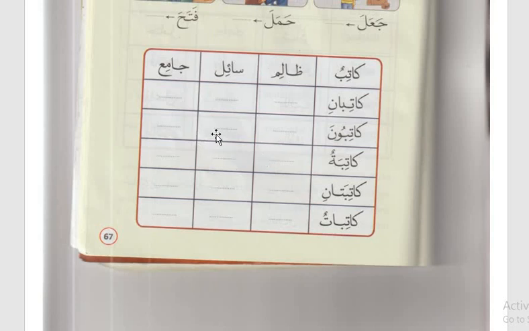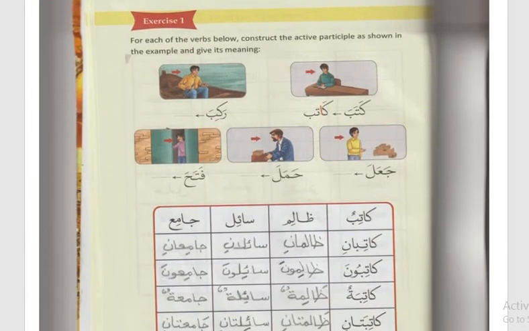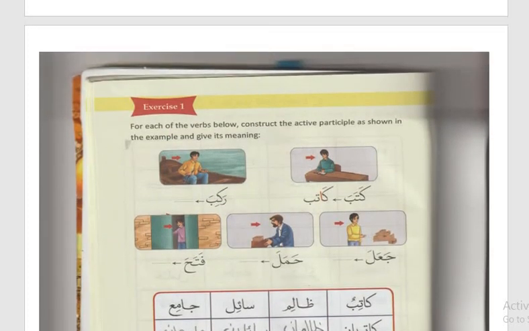Now, as I promised when we were doing the live session, I told you that I'm gonna post the answers also, so you will not be confused. You will find everything easy, inshallah. So here is the answer sheet. See, I wrote it for you. ظالمان ظالمون ظالمة ظالمتان ظالمات. سائلان سائلون سائلة سائلتان سائلات. جامعان جامعون جامعة جامعتان جامعات. This is the answer sheet, inshallah, and I think that our topic now is coming easy, inshallah.